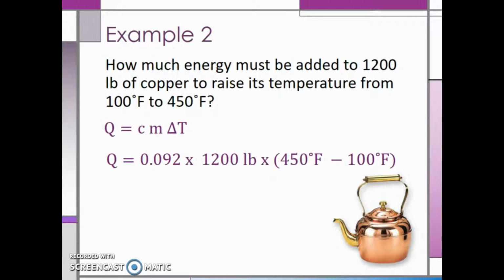When we multiply this together, we see the heat energy that must be added is 38,640 BTU. In the next video, we will see how heat energy and work are related.